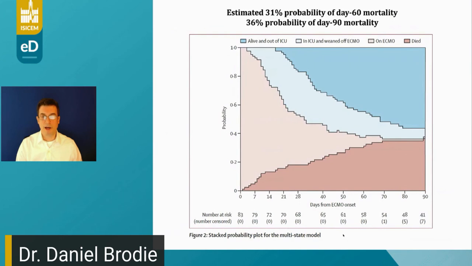This is a stacked bar plot for the estimated probability of mortality at 60 days, showing 31% probability, also with a 36% probability of day 90 mortality. You can see the alive and out of ICU in the dark blue at the top, and those who had died at the bottom.